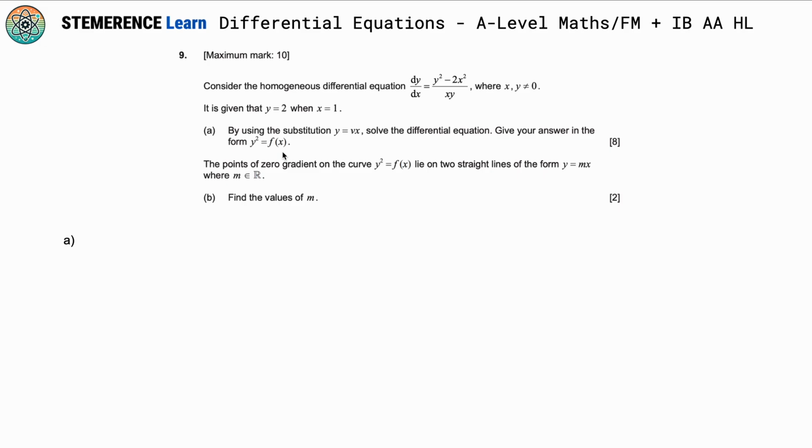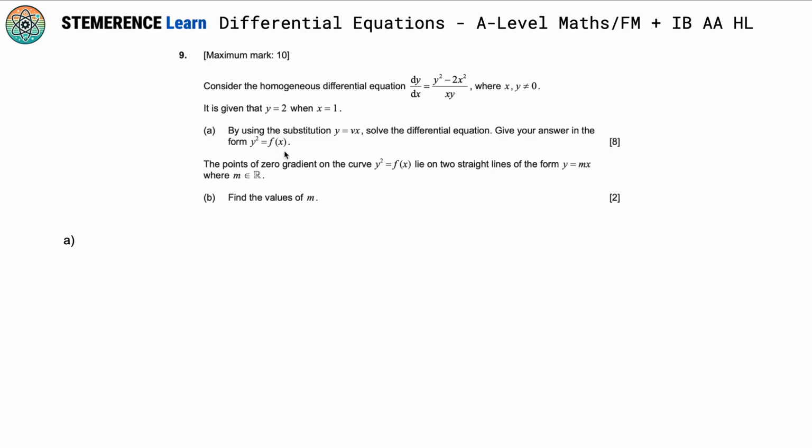So with such questions, when we're given the substitution y equals vx, for instance, our goal should be to try and get this differential equation to be in terms of just v and x, up to a point where we can simplify it as much as possible, and then integrate both sides. So we would be integrating in terms of v on one side of the equation, and in terms of x on the other side, and then essentially try and simplify it as much as possible to get this equation to be in the form y squared equals f of x.